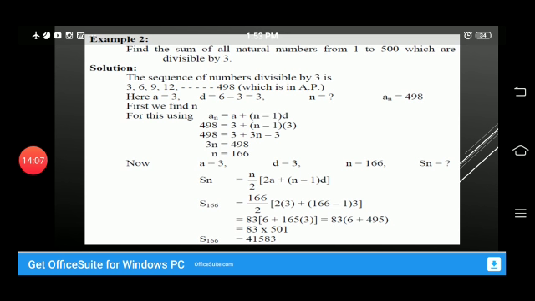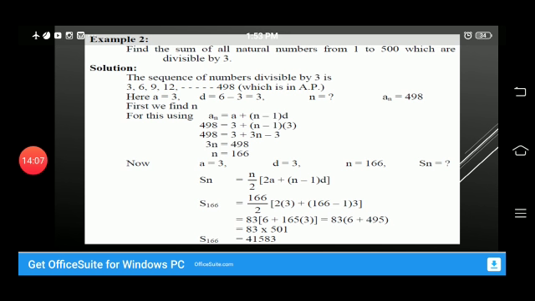Second, find the sum of all natural numbers from 1 to 500 which are divisible by 3. First of all, we need to know which numbers are divisible by 3. So 3, 6, 9, 12 and so on, it will go up to 498. After 498, before 500, there is no other number. So here we know a1 and an as well, so we can use the first formula.